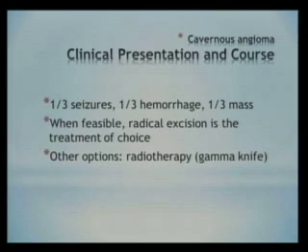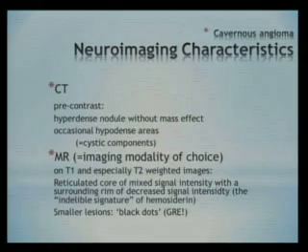They present with seizures, hemorrhage, or mass effect. And when feasible, radical excision is the treatment of choice. Nowadays, gamma knife therapy is a consideration. On CT, you basically see a hyperdense nodule, and the usual conundrum is, am I dealing with a cavernoma, which is not the first thought, or a calcification, which is the first thought?